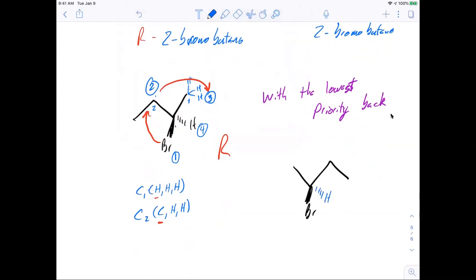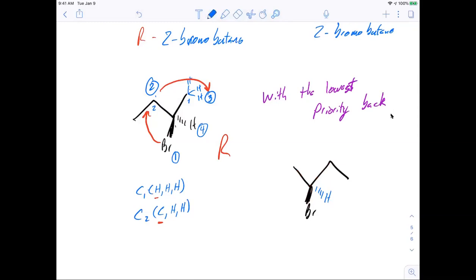Now, in most cases, just like this one, the hydrogen's not shown, so you've got to draw it in. Don't not draw it in, because you need to verify that it's back. If you've got 2 in the plane, this is in the plane and that's in the plane, and you've got 1 coming out at you, that means the hydrogen that's not shown is going to be behind, right?